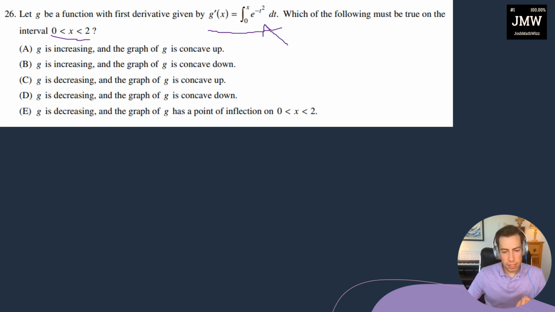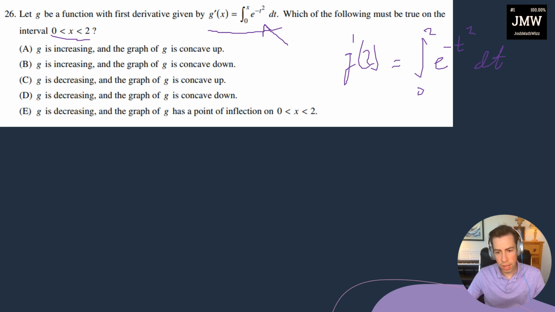On the interval 0 is less than x is less than 2, let's plug in 2 for example. So g prime of 2 was the integral from 0 to 2 of e to the negative t squared dt. If I were to theoretically run this problem through, I'm never going to get anything negative, right? Because in this domain, even if I were to integrate it, everything's going to be positive, because I have a positive function, and the area underneath a positive function is always going to be positive.